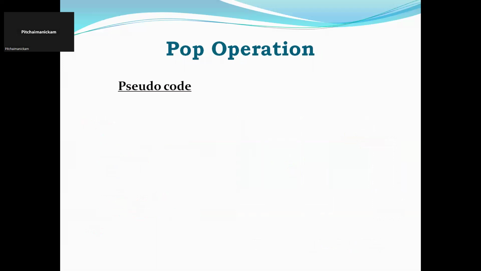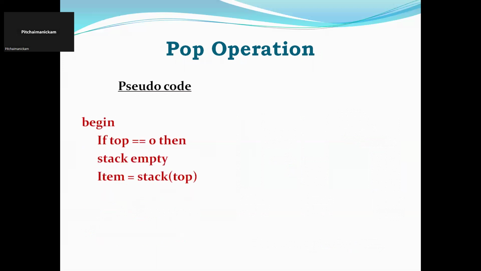Next, we are going to discuss the pop operation. Let us consider the pseudocode. First, we check whether top is equal to 0, that is, whether the stack is empty. If this condition is false, we move on to the else part. The top element of the stack is assigned to the item, and top is equal to top minus one.